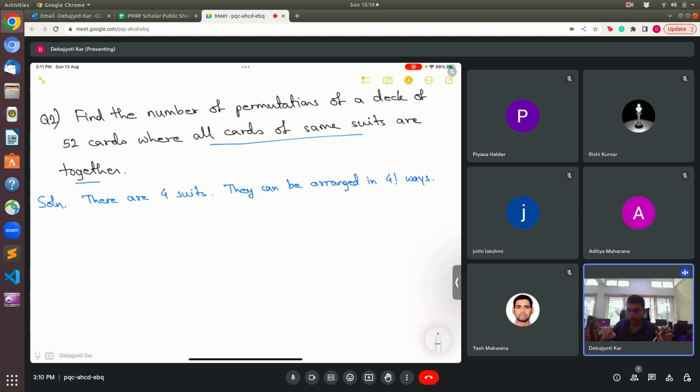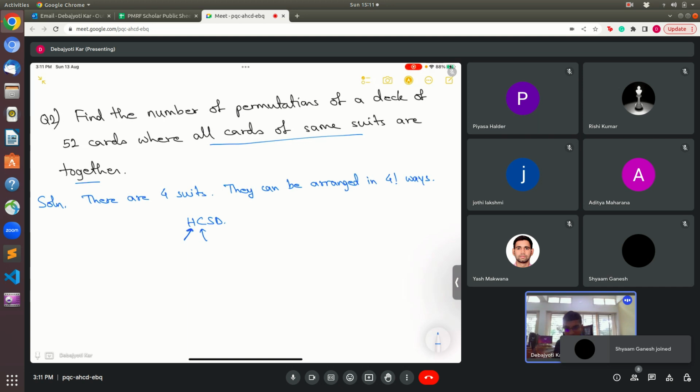Now fix one of these 4 factorial arrangements. So what do we have? Let's say the arrangement is heart, club, spade and diamond. Suppose this is one possible arrangement. Then the 13 cards which belong to hearts can be arranged among themselves in 13 factorial ways. Similarly, the 13 cards which belong to the club suit can again be arranged in 13 factorial ways. So for each such arrangement we get 13 factorial to the power 4 possible arrangements of this.